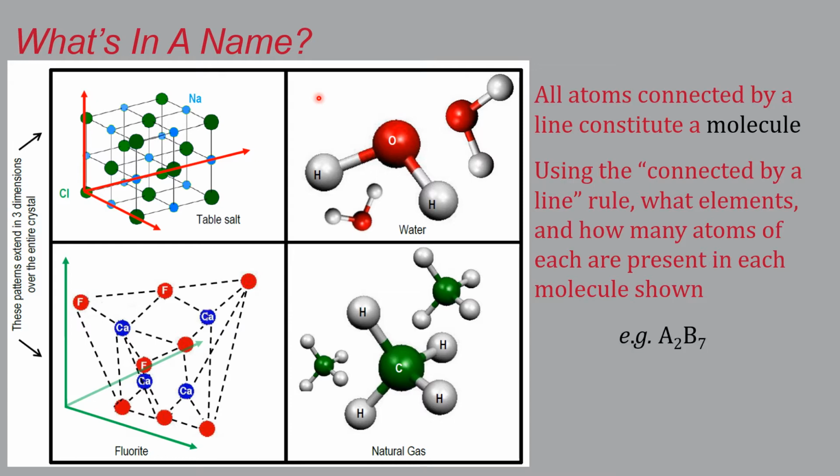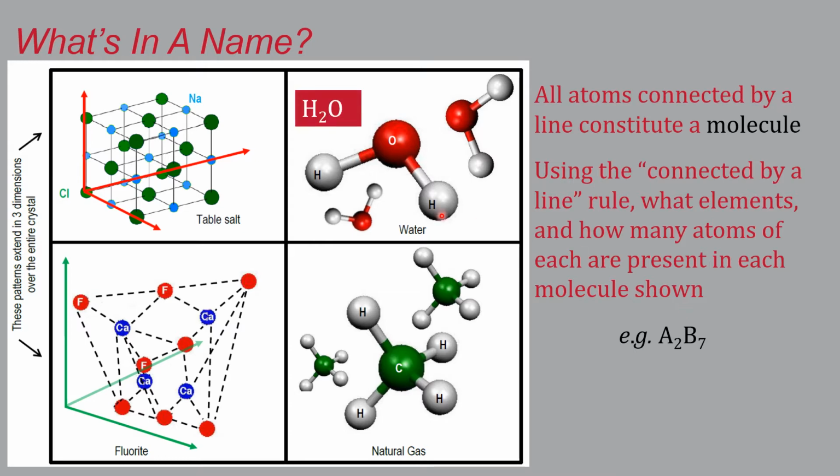Your answer is probably most succinctly given in a formula such as this, where A is the symbol of an element followed by a number, and the convention is we use subscripts for that. So you want to do this for all 4 of these samples. Here I've got water, natural gas, table salt, and the element for the compound fluorite. So hit pause and think about that and scribble down your answers.